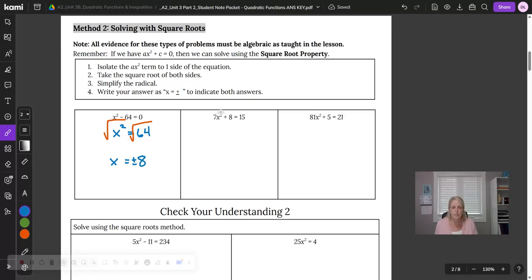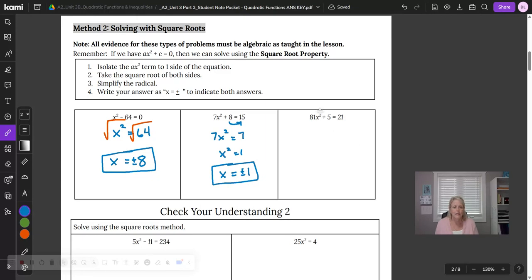Next one here, notice I have my 7x squared term, but I also have this plus 8. So I need to subtract 8 from both sides in order to isolate my x squared term, and 15 minus 8 is 7. Now I can divide both sides by 7, which gives me x squared equals 1. And this is enough evidence for me, you guys. You don't have to show me divided by 7 on both sides. And then we know the square root of x squared is going to be x, and the square root of 1 is plus or minus 1. Okay, these are my solutions. Go ahead, mark those, make them easy to find.